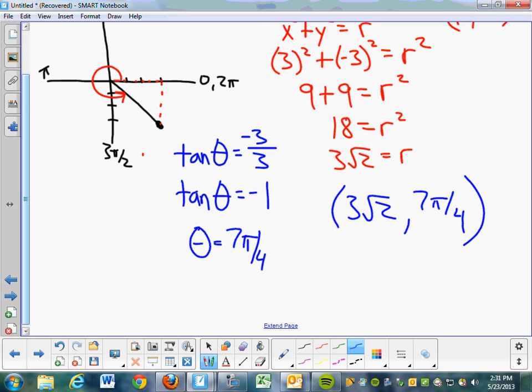Oh, I'm sorry. 135 is in the second quadrant. 315 is in the fourth. 7 pi over 4. Any questions? How I got that? x squared plus y squared is r squared. Tangent of theta equals y over x. Solve. Find the pieces. Make sure you're in the correct quadrant. Piece of cake. Can we do one more?